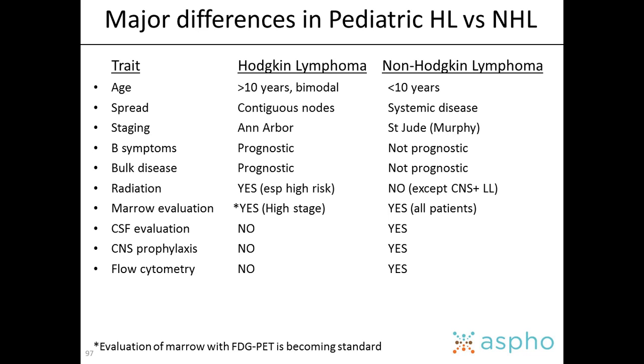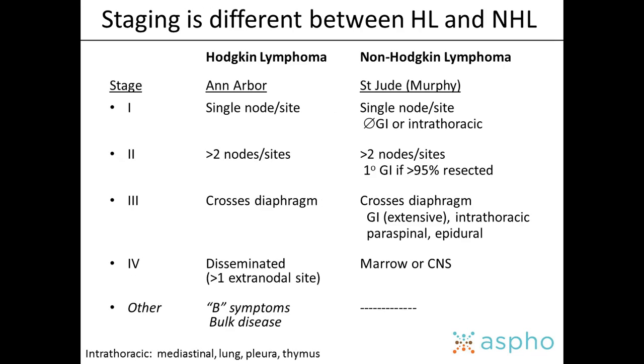For Hodgkin lymphoma, we do not evaluate the CSF, we don't do CNS prophylaxis, and flow cytometry tends to not be part of the diagnostic workup, but all of those are important for the workup of non-Hodgkin lymphoma. Again, this tries to simplify the major differences in staging between Hodgkin lymphoma and non-Hodgkin.